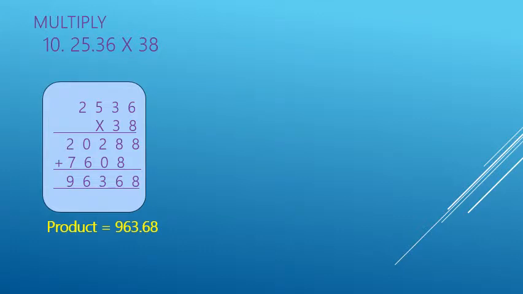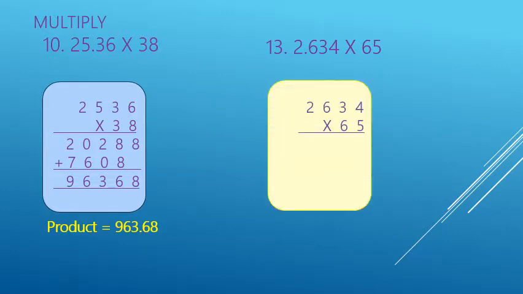Now let's come to the next question, which is question number 13. Here we have to multiply 2.634 by 65. Again we will take 2.634 as a whole number and then we multiply it by 65. So first of all we will multiply 2634 by 5 and we get 13170. In the next step we multiply 2634 by 6 and we get 15804.